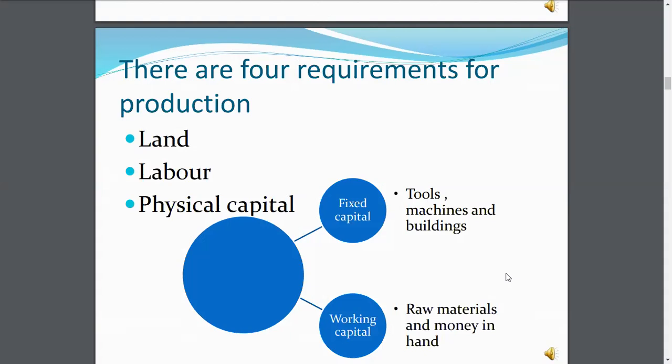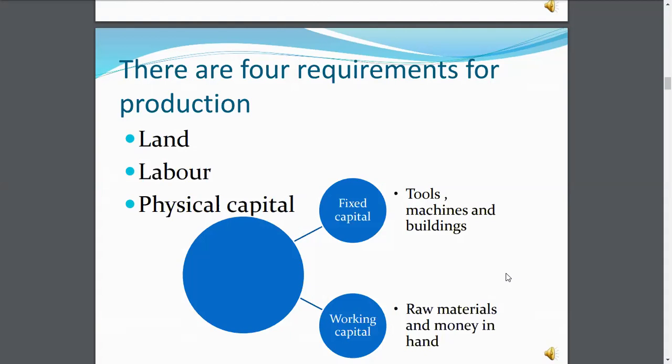So this physical capital is further divided into two parts, that is fixed capital and working capital. Fixed capital is durable in nature and can be used a number of times over a long period, such as tools and machines.